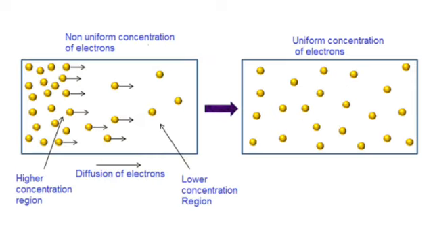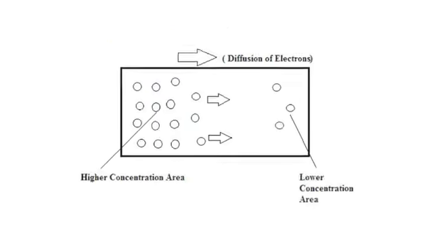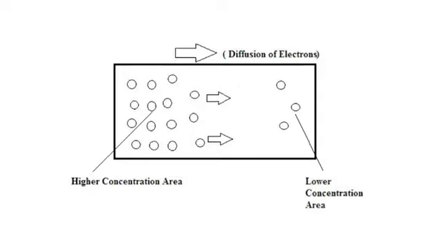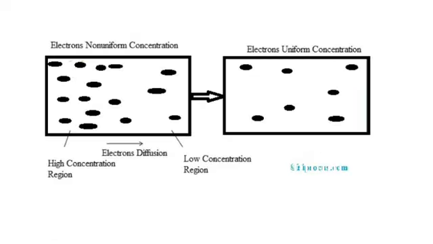So first of all, let's see what is the concept of diffusion current. Diffusion current is a current in a semiconductor caused by the diffusion of charge carriers. The charge carriers means holes or electrons. This current is due to the diffusion of charge carriers from a region of higher concentration to a region of lower concentration. That means the diffusion is only possible if there is a non-uniform doping or non-uniform concentration gradient. So what does it mean?